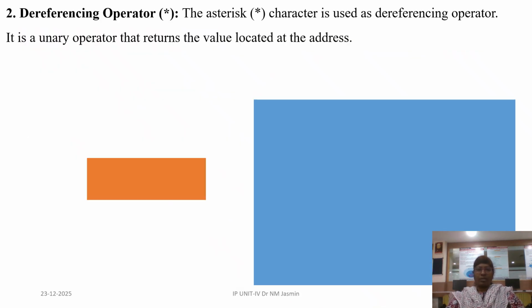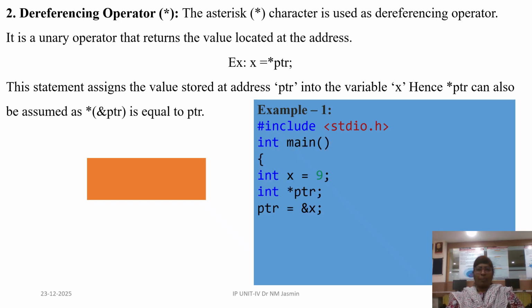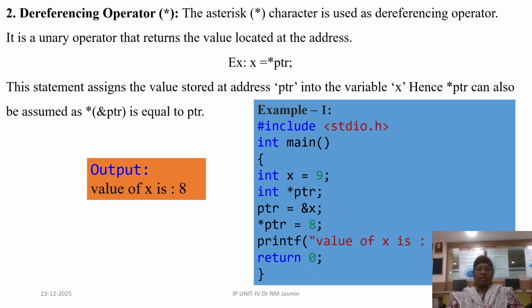Now the next operator is called the dereferencing operator, which is represented with the asterisk symbol. This character asterisk is mainly used as a dereferencing operator. It is a unary operator that returns the value located at the address.